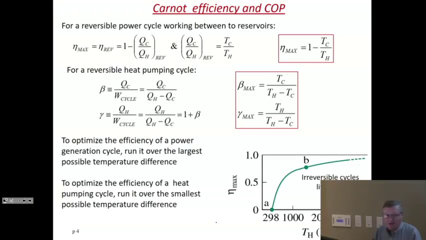Now, conversely, if you want to optimize the efficiency of a heat pumping cycle or a refrigerator, you want to run that refrigerator over as small a temperature difference as possible, because that makes your denominator small and that makes your beta large. So the best power generation cycle is one that runs at the hottest possible temperature. The best cooling cycle is the one that runs at the lowest possible temperature gradient, the temperature difference that you want to achieve.